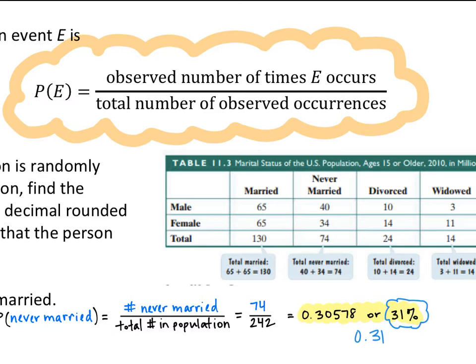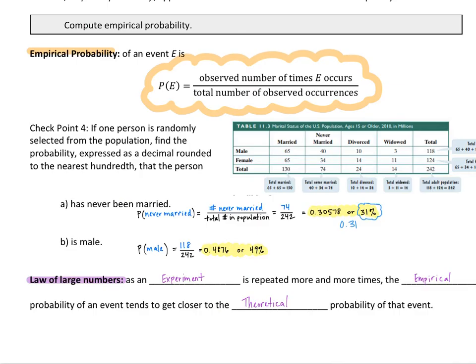All right, try the second one. What is the probability that a person randomly selected is a male? Do part B right now, looking at your table, and see what that empirical probability is going to be. Hopefully you got 0.49 as your answer, because looking at the number of males total, I go over here, find the male row, and there's 118 total out of 242. So the probability that I randomly select a male from this population is 0.49, or 49%.